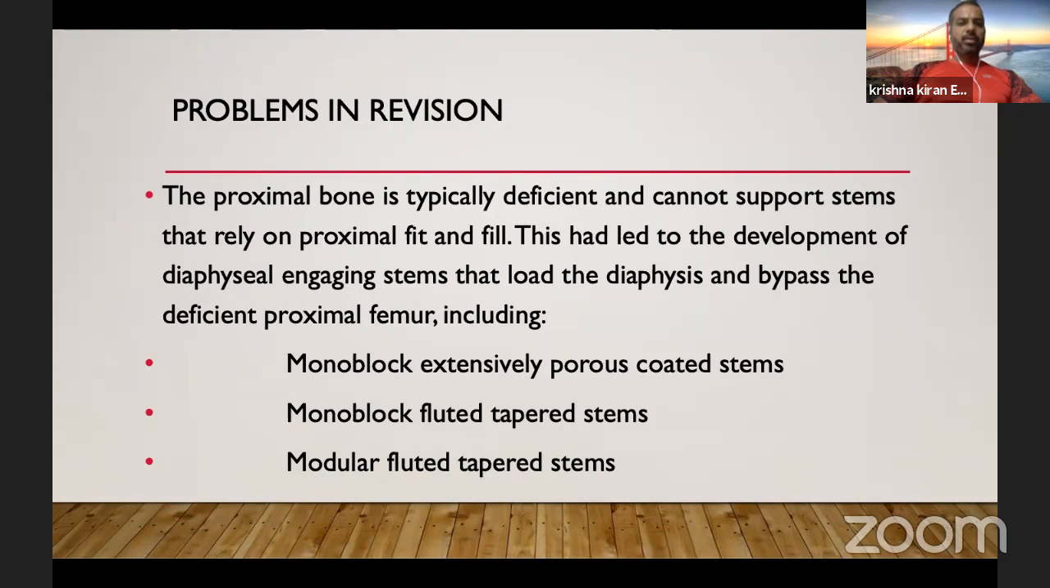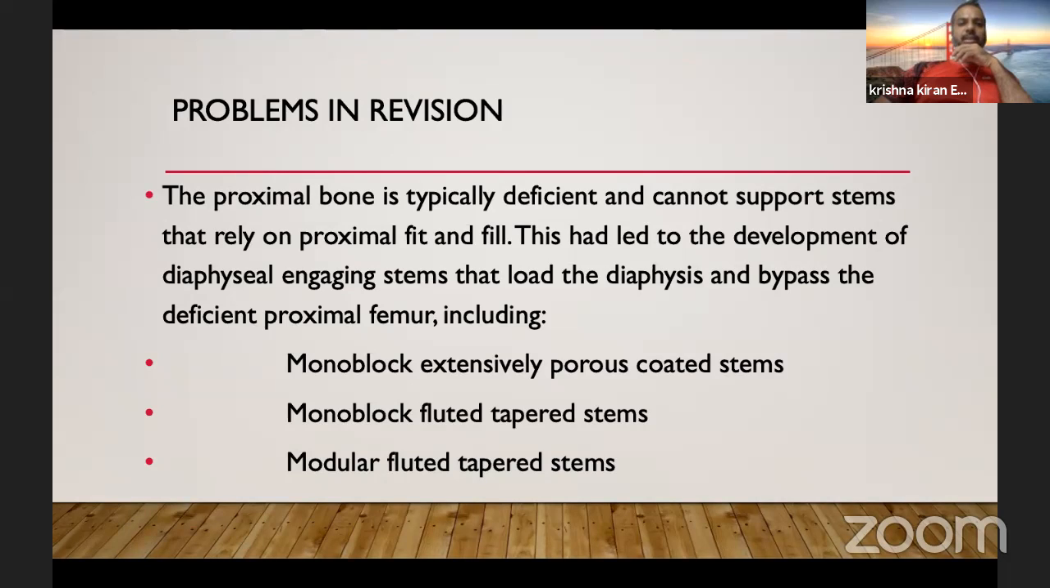Now, the problems in revision: the proximal bone is typically deficient, as we saw, and cannot support stems that rely on proximal fit and fill. One mistake I see time and again done by the younger surgeons when they're doing an AMP revision or a bipolar revision is to use an on-growth type of stem like the Corail, which is a proximal tapered wedge stem. They don't work in this situation. What happens with these stems is they achieve diaphyseal fit, and that is when they will fail. So whenever the proximal bone is deficient, we must not rely on proximal fit and fill stems.